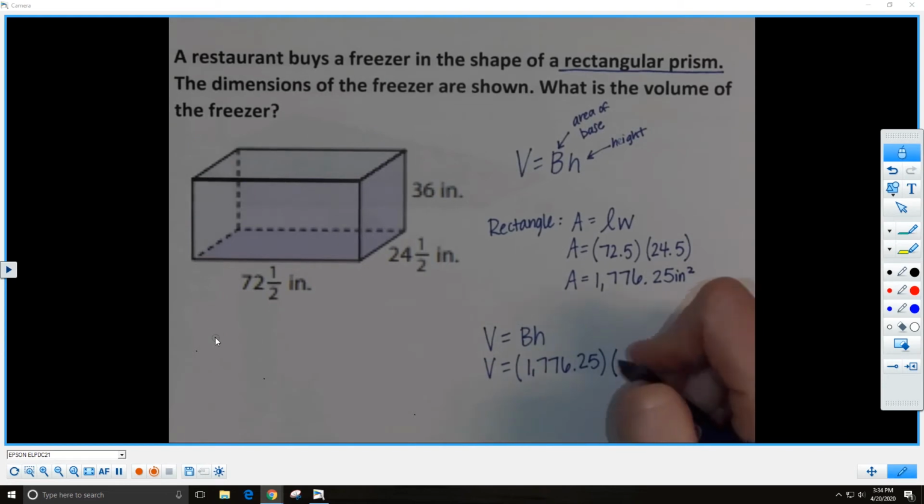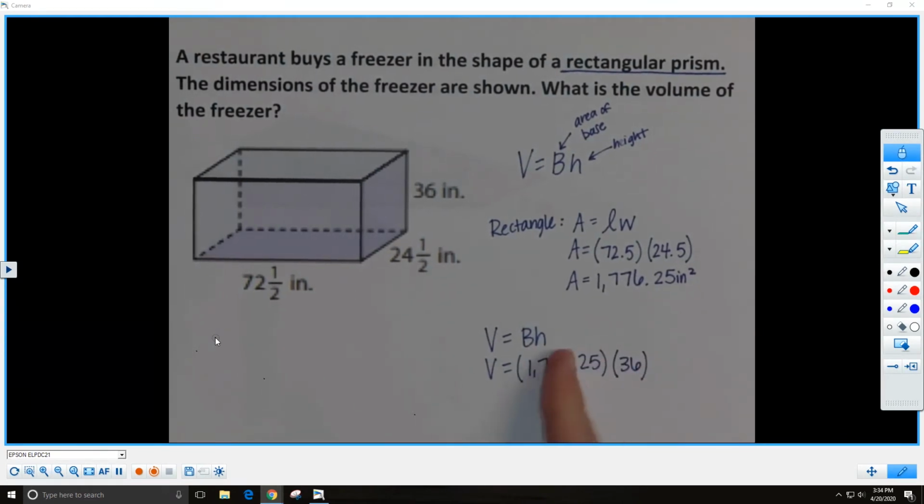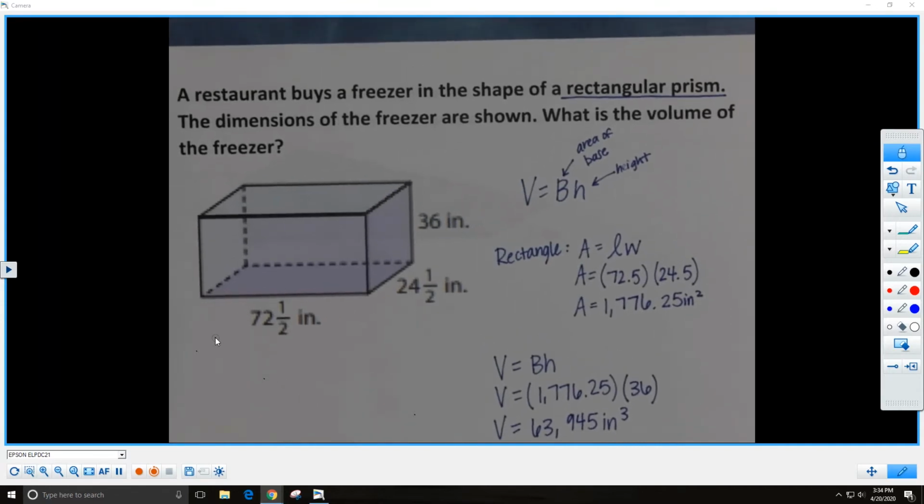Okay, so we said that the height was 36 inches. So we now need to multiply the area of the base times the height to get the volume of this prism. So did you get 63,945? Great. So there are 63,945 cubic inches inside of the freezer. Okay, let's look at another problem.